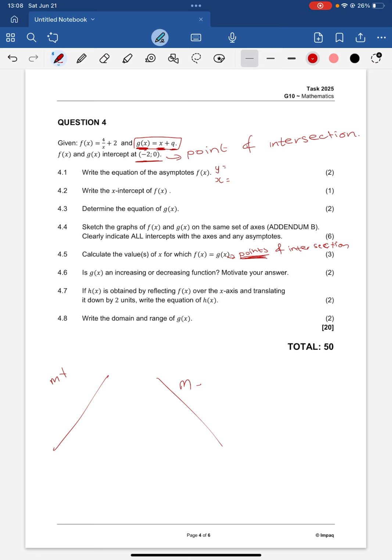Write down the domain and range of g of x. Oh, please, we did this 150 million times. So please go back and look at your notes, guys.